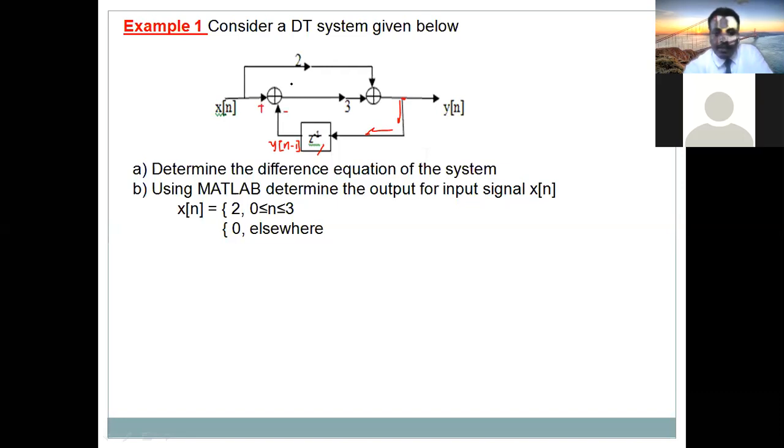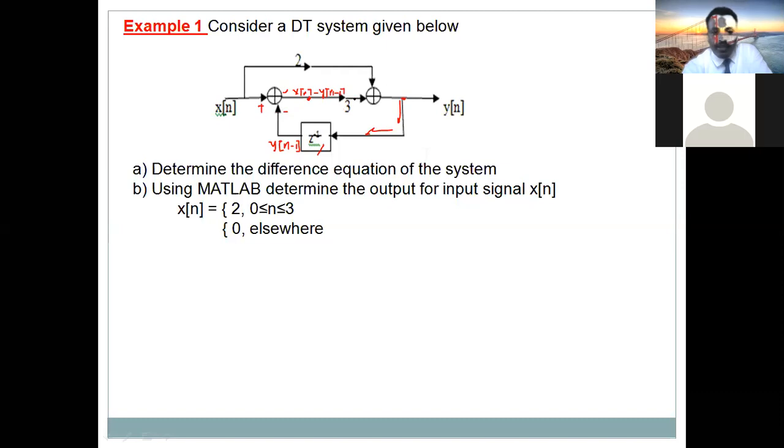This is the adder circuit. There are two inputs, right? One is x of n, one is y of n minus 1. So what will be the output here? Output of this adder circuit will be x of n input minus, because there is a minus here, the feedback signal comes from the output, y of n minus 1. Okay, that is the signal at this point.